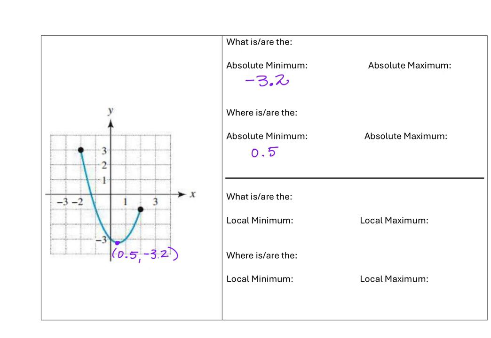All right, do we have an absolute maximum? And we do. We have a highest point over here on the left. This point is (-2, 3). And so we have an absolute maximum, which is our y-coordinate, 3. Where is it? This occurs when x is -2.